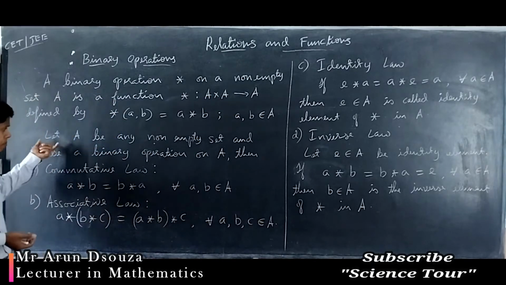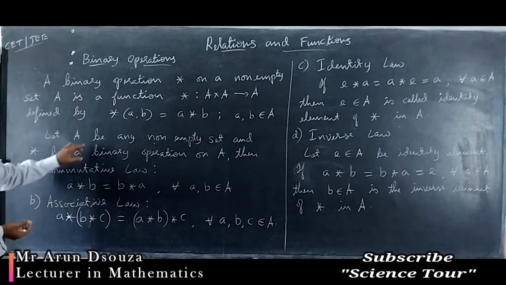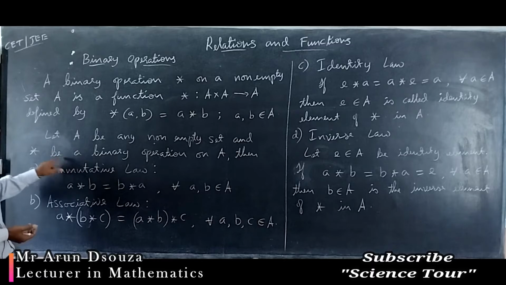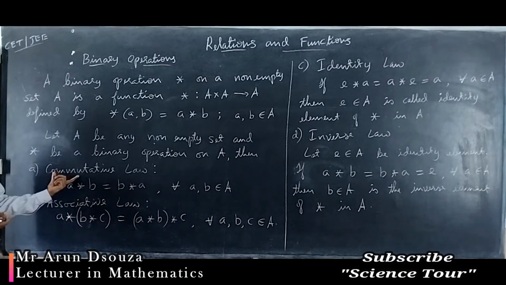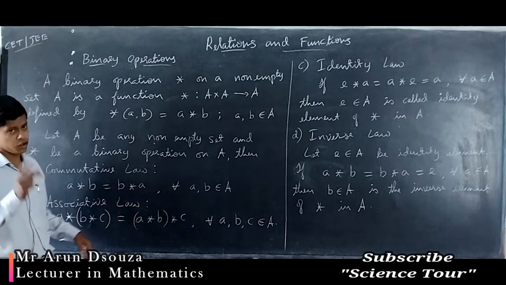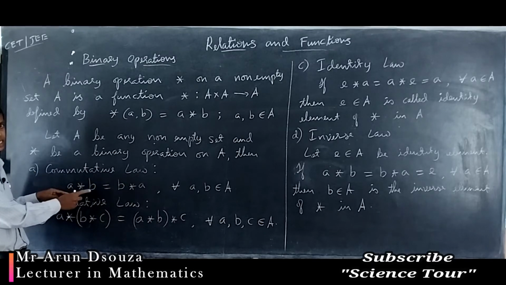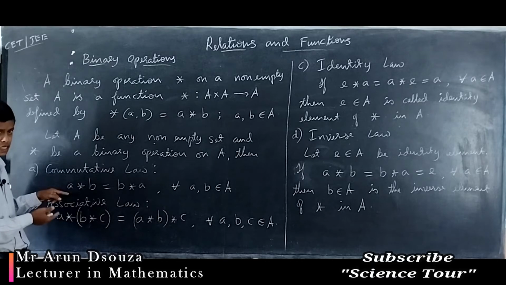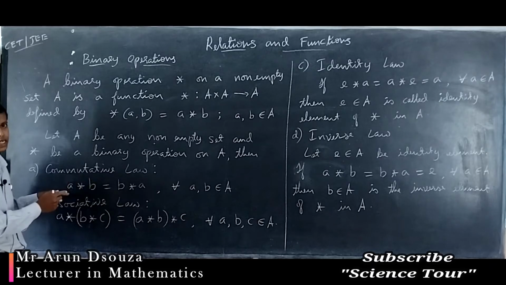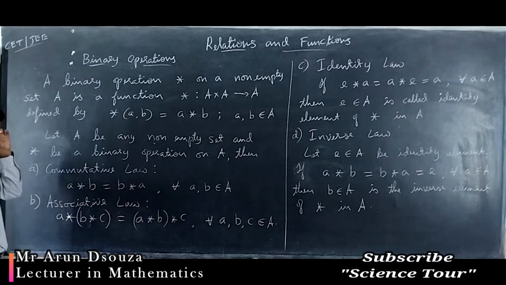Well, now you have some properties, laws, which are satisfied by the binary operation star. If you are taking the set A and the binary operation star, then what is the commutative law? a star b must be equal to b star a. So for example, a plus b is equal to b plus a, whereas a minus b is not equal to b minus a, so then it won't be commutative. a into b is equal to b into a. a divided by b is not equal to b divided by a, correct? Okay, so that is the basic thing here.